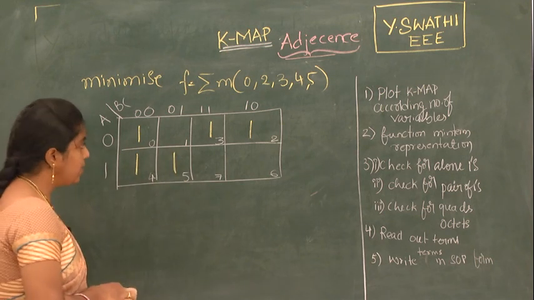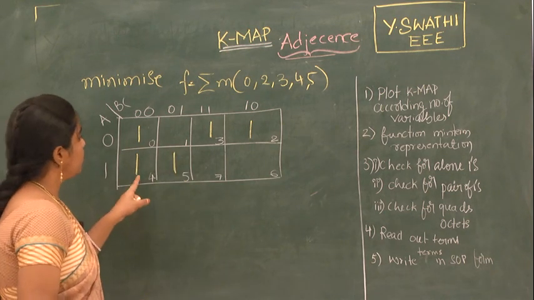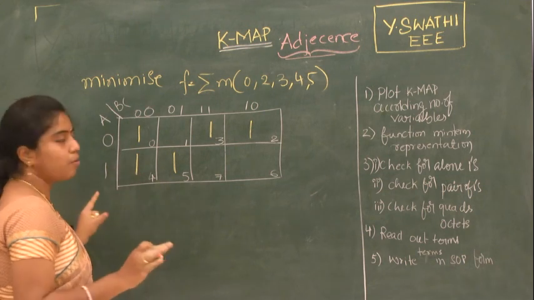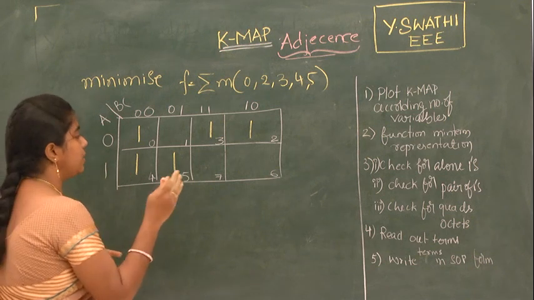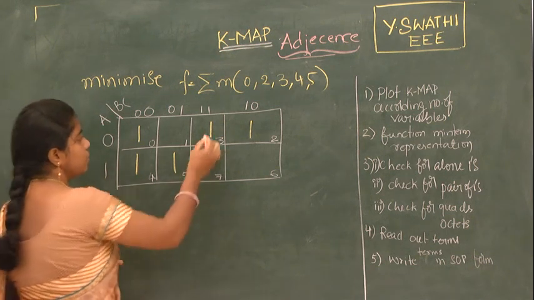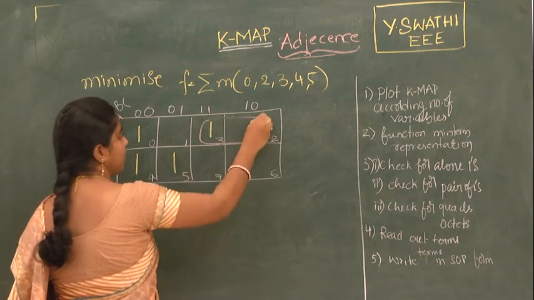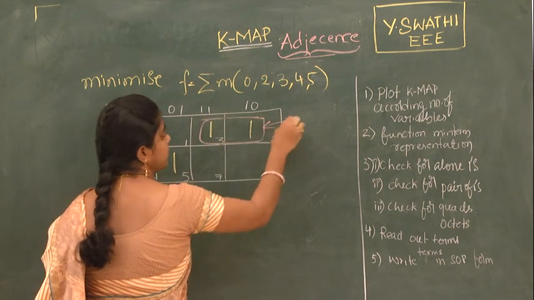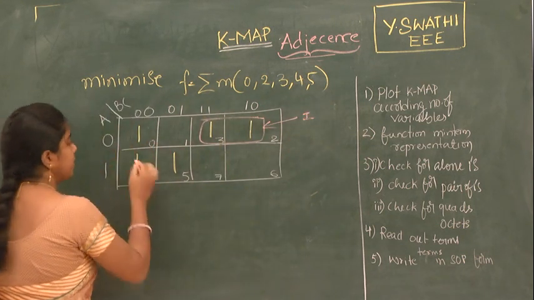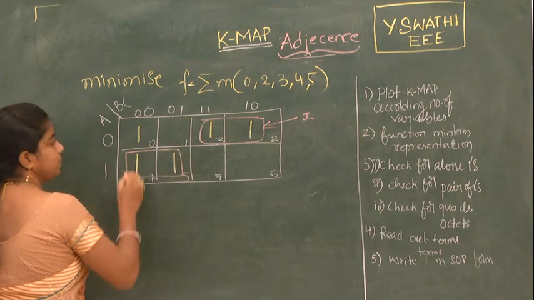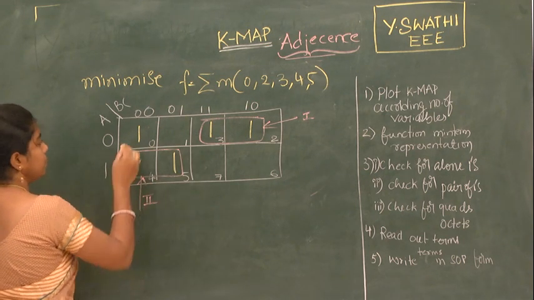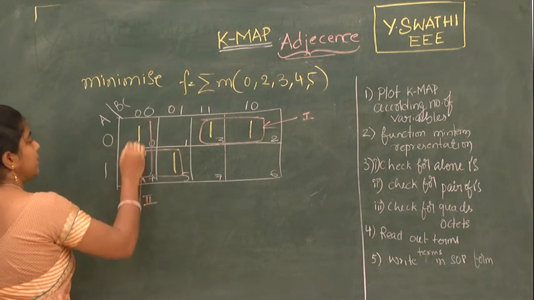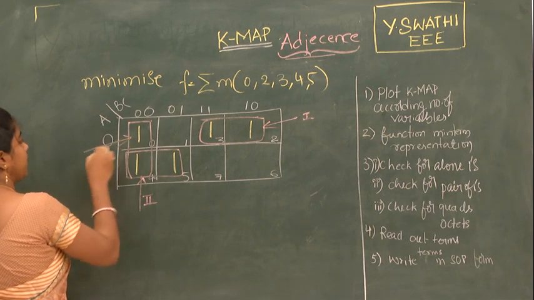Now we will group the terms. First check for alone ones. There are no alone ones because every one is adjacent to another one. Now we will check for pairs. So this forms a pair, this is one. This forms another pair, this is two. And this forms a pair, three.